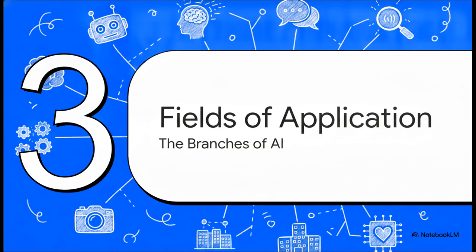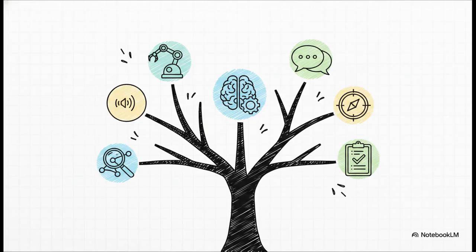Which brings us to Section 3, Application Fields, the branches of AI. So, why does all of this matter to us today? Well, because AI isn't just one big monolithic brain in a jar anymore. It's more like a giant tree with all these different branches, covering an entire landscape of technology. We're talking automated reasoning, robotics, knowledge representation, planning, machine learning, natural language processing, and expert systems. Every single time you pick up your phone or use a computer, you're probably touching one of these branches.